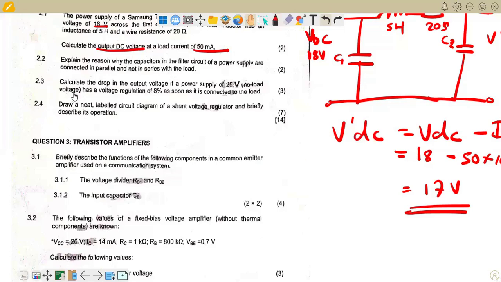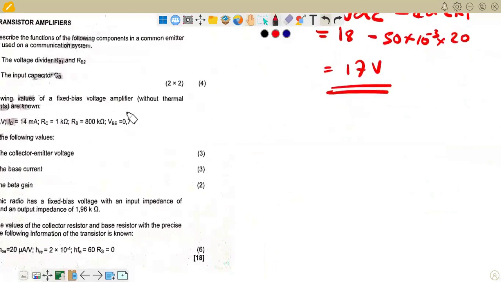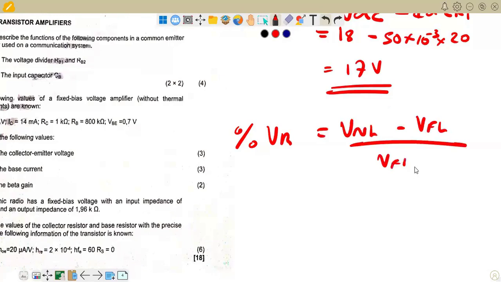Calculate the drop in the output voltage if a power supply of 25 volts, a no load voltage, has a voltage regulation of 8% as soon as it is connected to the load. So the question is saying calculate the drop in the output voltage, right? By the way, we have to understand that when we are calculating the percentage voltage regulation, that's exactly what the question here wants us to use the formula for. How in the first place do we calculate that percentage voltage regulation? The percentage voltage regulation is given by V no load minus V full load over V full load, because by definition, it is the difference of the no load voltage and full load voltage with respect to the full load voltage. So that's where this formula is coming from.